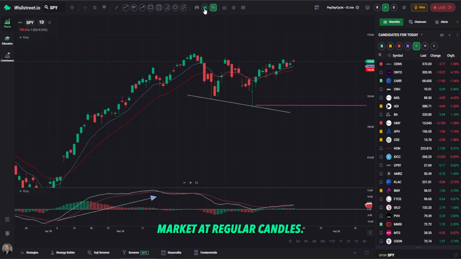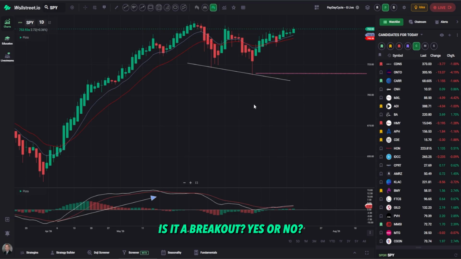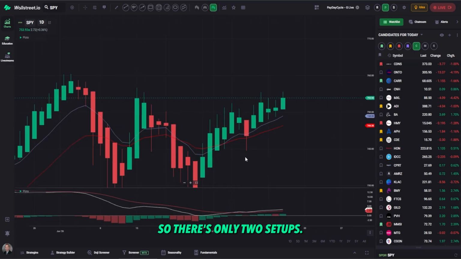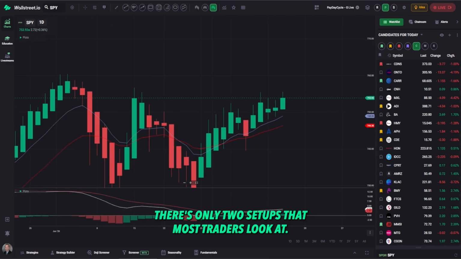On regular candles, this is what we look like here. It's a slight gap up from the open. Is it a breakout? Yes or no? So there's only two setups that most traders look at. You have what's a swing low or a breakout.